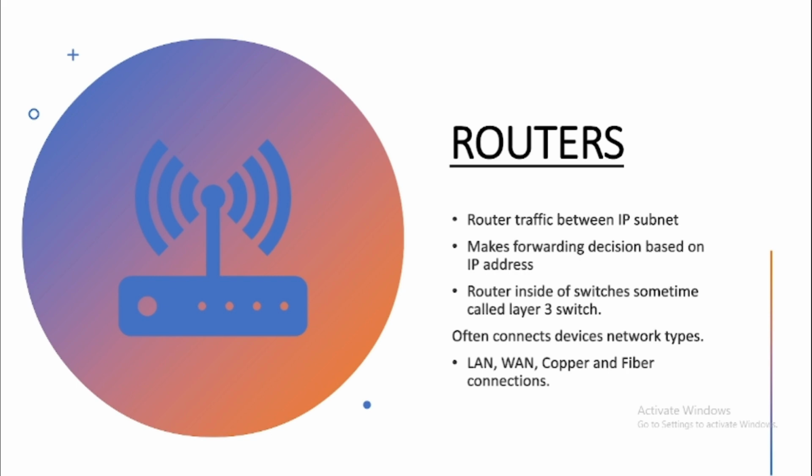Although routers can connect IP subnets that are using the same configuration, it's also common to use routers to connect different types of networks together. For example, the interfaces on a router might connect LAN, WAN, copper and fiber connections, all in one single device.